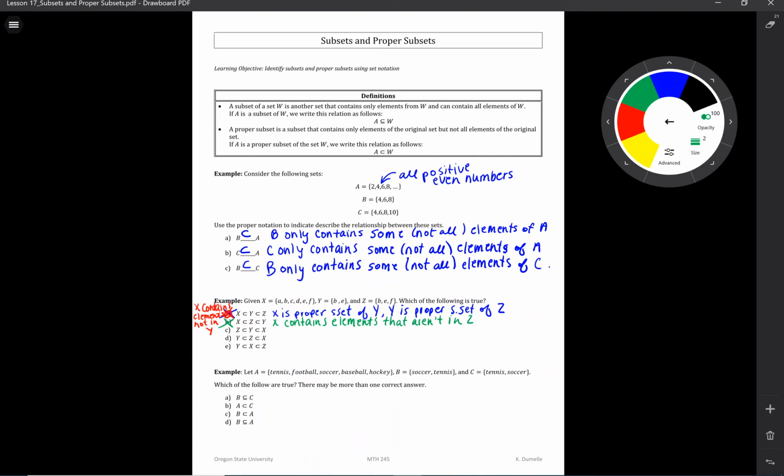Okay, what about Z is a proper subset of Y is a proper subset of X? So let's see. Z is a proper subset of Y means that Z only contains elements that are in Y. Well, that's not true because Z has F and Y does not. So Z contains elements that are not in Y. So that is not true.